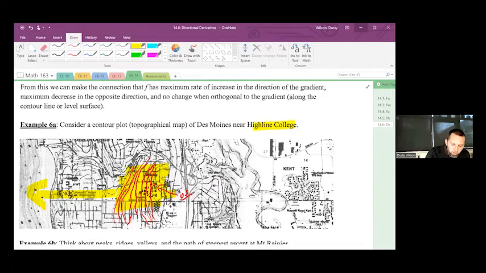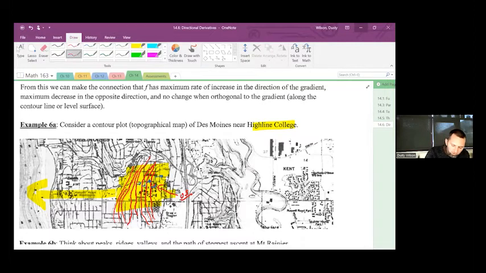Where's the gradient showing up? Well, the gradient would be perpendicular, kind of pointing to the right. And you can see that at Highline College, if you go due east, you're walking straight up the hill. That's the steepest path. If you walk north-south, that's when things tend to be flat.